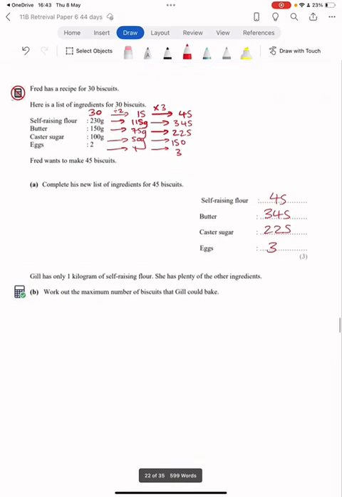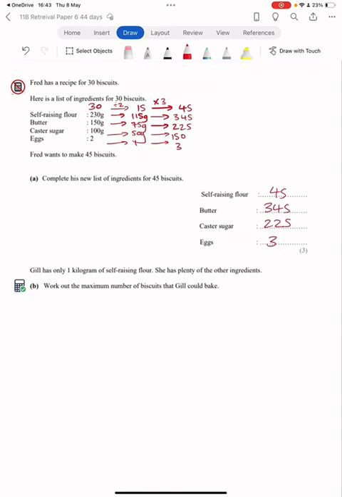Now this next part, Jill has only 1 kilogram of self-raising flour. She has plenty of the other ingredients. What's the most amount of biscuits she can make? So for 30 biscuits, she needs 230 grams of flour. And she's got 1 kilogram. 1 kilogram is 1,000 grams.